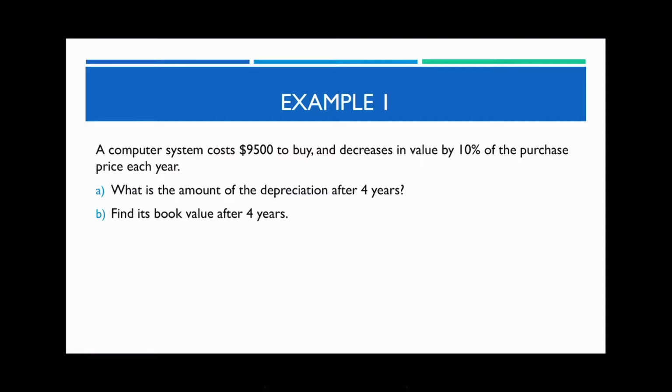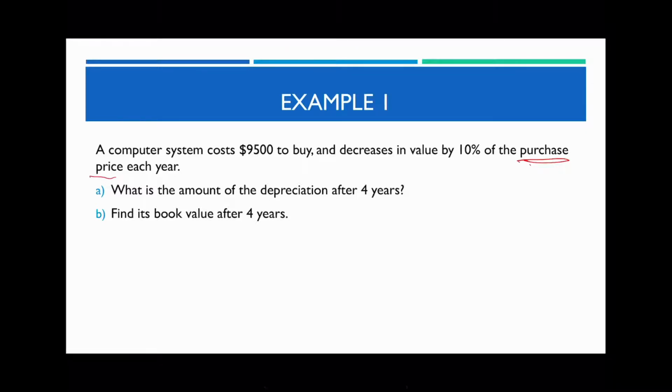So the first example reads, a computer system costs $9,500 to buy and decreases in value by 10% of the purchase price each year. So again, this is just dependent on the purchase price, meaning the principal in this case. Part A reads, what is the amount of the depreciation after 4 years? So pretty much the question is asking you how much it went down in total after 4 years.